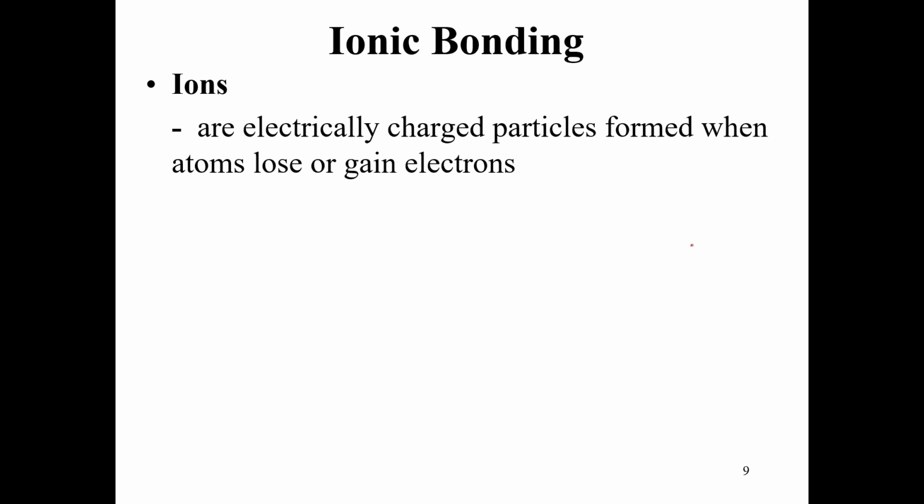For ionic bonding, it is the bonding of ions. So what are ions? Ions are electrically charged particles formed when atoms lose or gain electrons. So these are atoms that are positively or negatively charged. How does this occur? This occurs usually if the atom loses an electron or gains an electron.